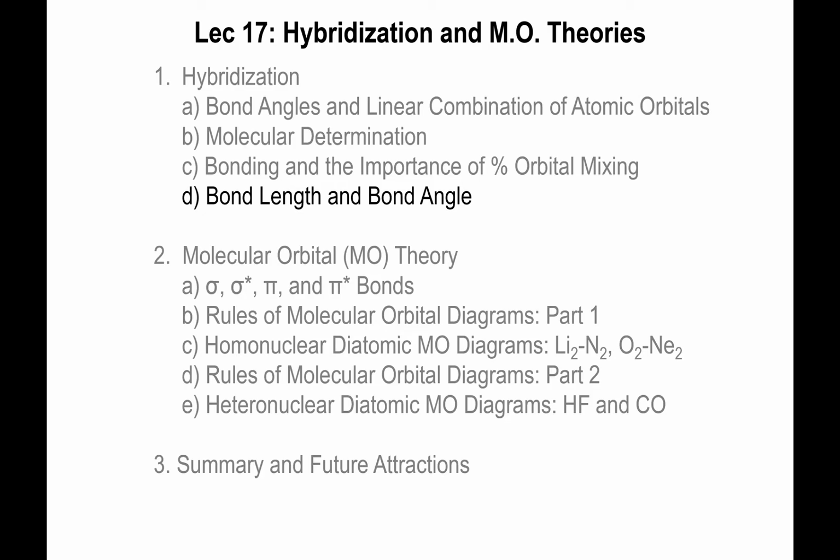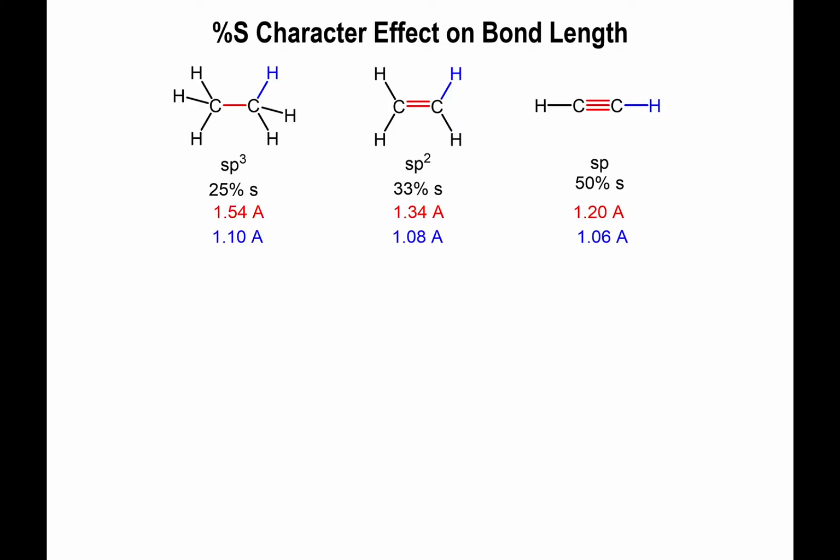Okay, let's talk about bond length and bond angle. Alright, so we talked a little bit about the idea that depending on what kind of hybrid orbital you have, there's a different amount of percent s content in your hybrid orbital. And that means that you get to see more nuclear charge or less nuclear charge, depending upon whether you have more or less s content.